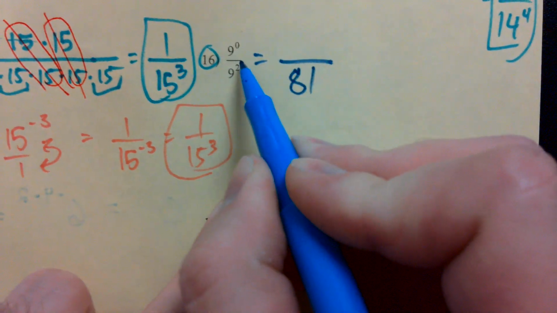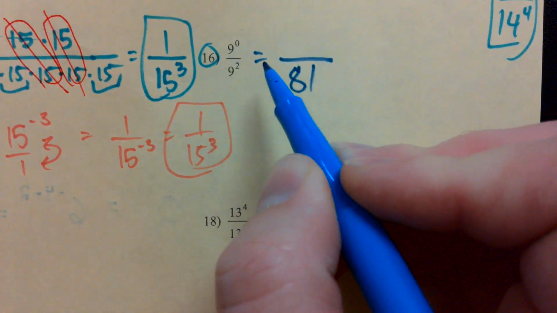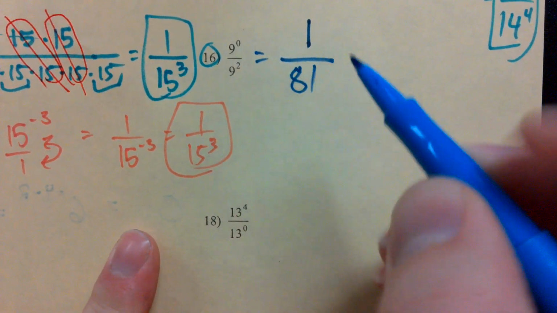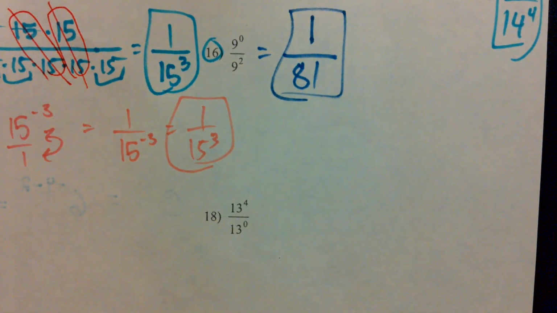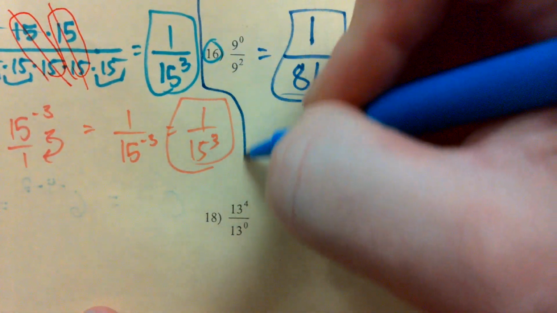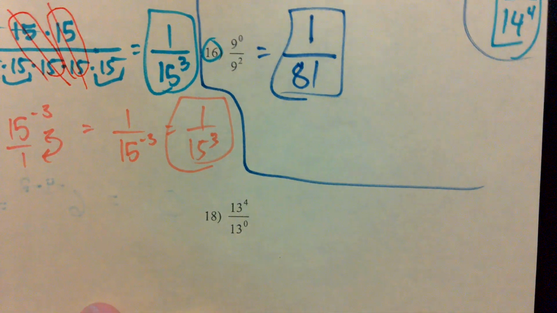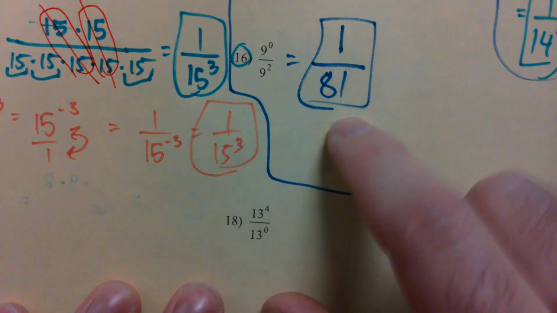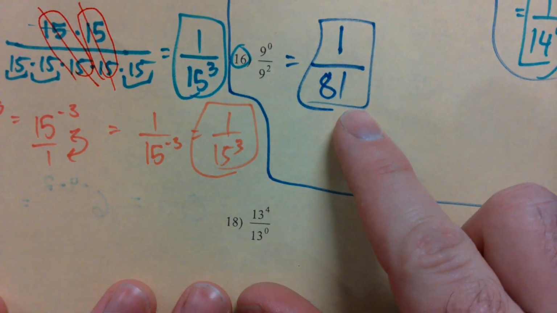Now what's 9 to the 0th power? 1. Every single time you see a number raised to the 0th power, it's equal to 1. 1 over 81 is what we can get there. You could do 9 to the 0 minus 2, get 9 to the negative 2, and then do the 3 steps to flip it around. But this is much, much easier, right?